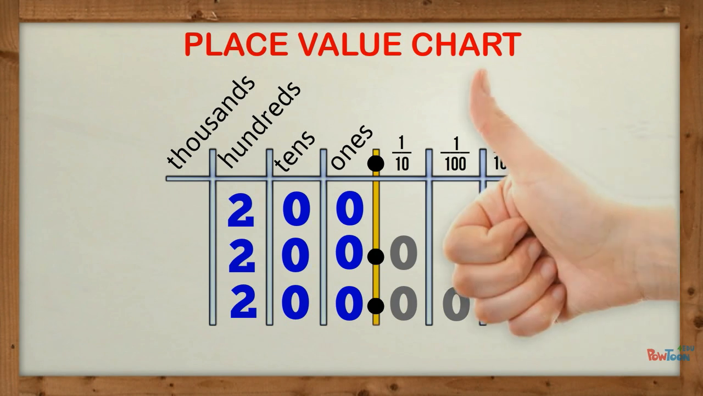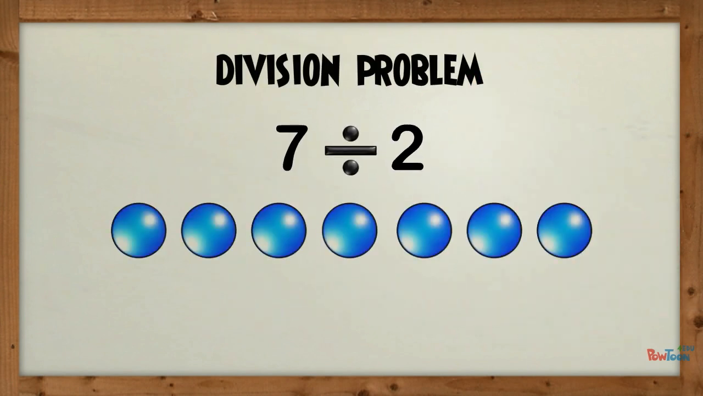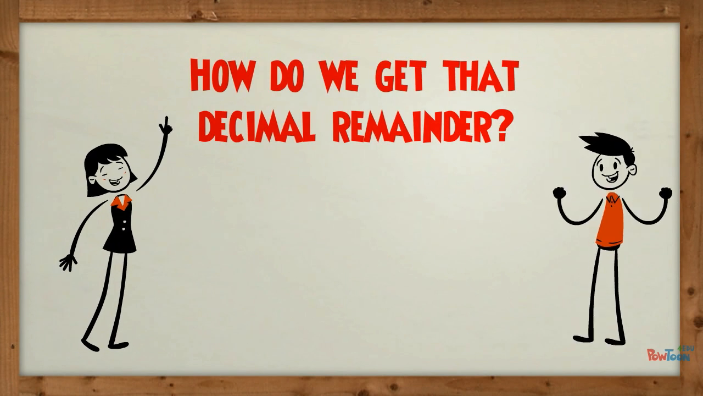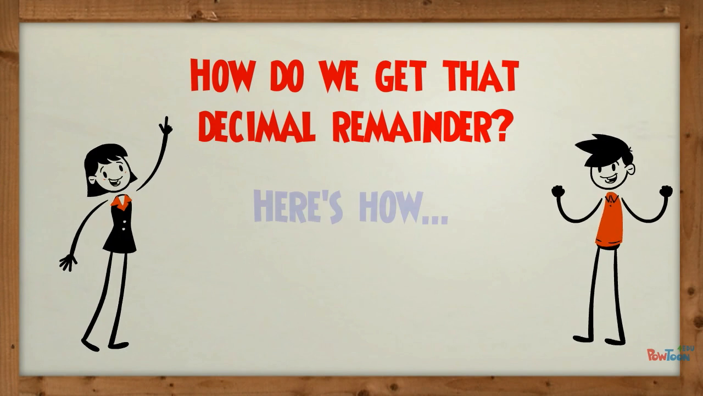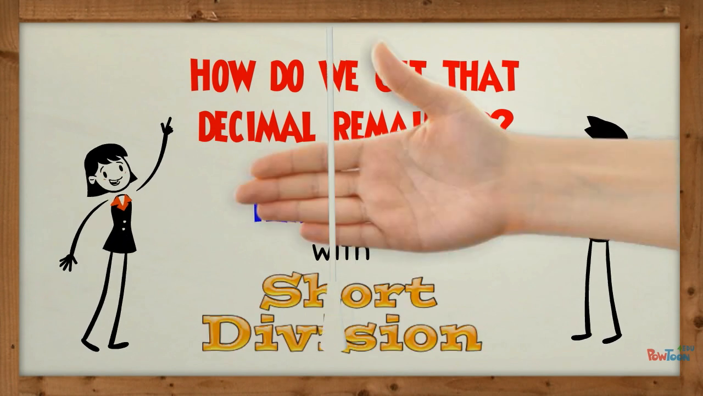Agreed? Okay. When we do a division problem and get a remainder, we have just part of a whole group, which is the divisor amount, left over. It's a fractional part. That's where we get our decimal remainder. You want to know how to get that decimal remainder, like you get from a calculator. Here's how it's done with short division.